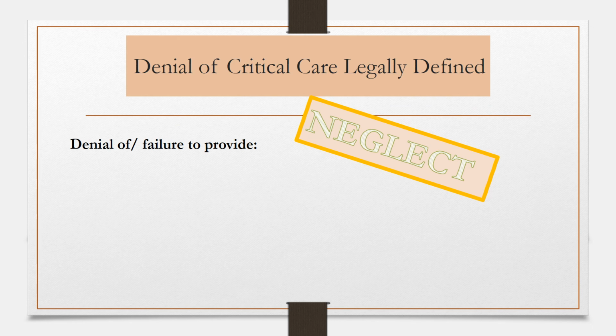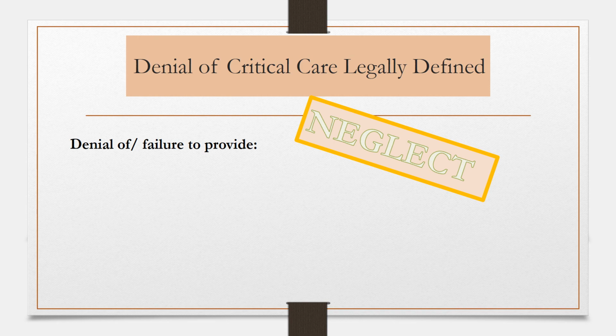Denial of critical care means the deprivation of the minimum food, shelter, clothing, supervision, physical or mental health care, or other care necessary to maintain a dependent adult's life or health as a result of willful or negligent acts or omissions. This condition can be the result of caretaker neglect or self-neglect.